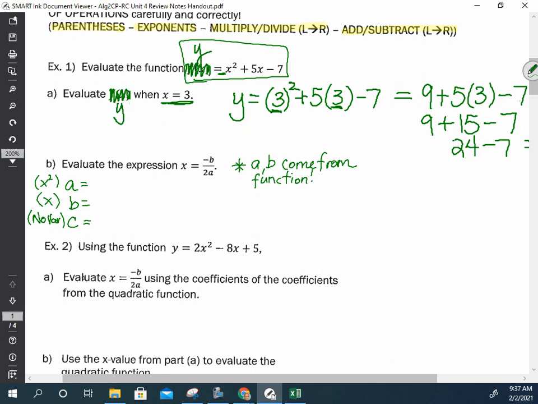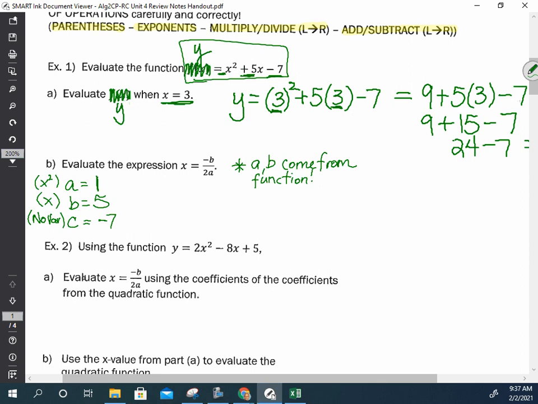All right, so it seems like people are stuck, so let's look at it. If you're stuck, you have to ask for help. So, you have x squared, the number in front of x squared. If there is no number in front of it, it's 1. To get b, you look at the number in front of x. And for c, c is the number that has no variable on it, -7.